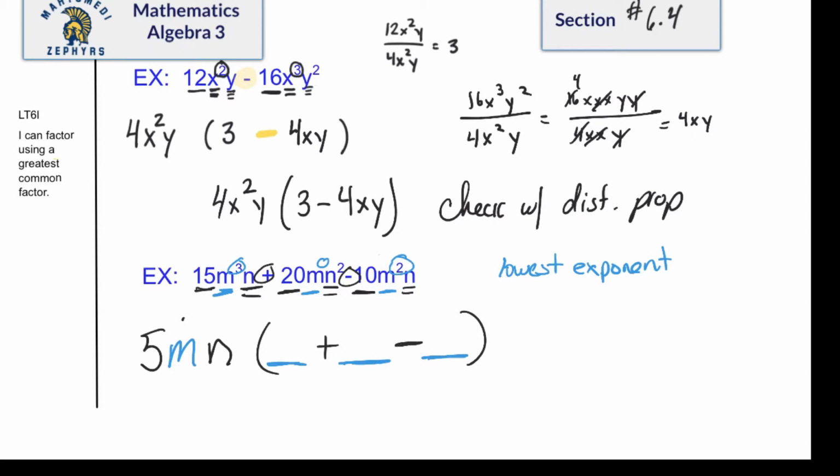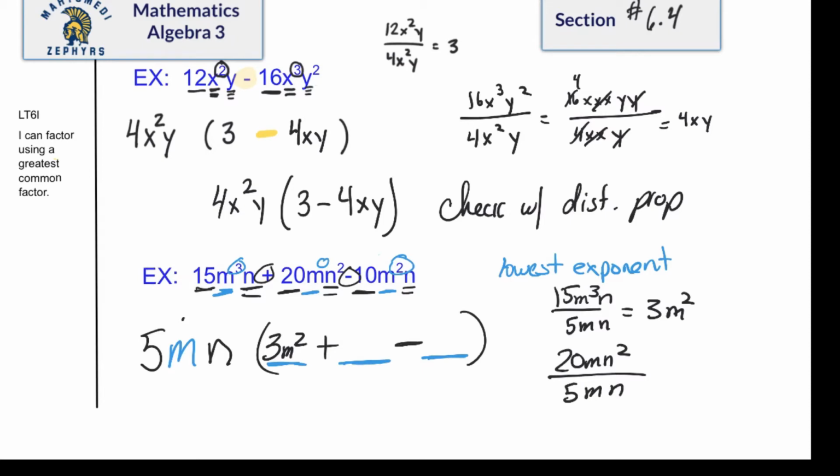Now, factoring out a greatest common factor is like dividing, so I'm going to take the 15m cubed n and divide it by 5mn. We're going to have 3m squared left over. Now we take the 20mn squared and divide that by 5mn. We have a 4 and an n left if we divide out our terms. Finally, we are going to take the 10m squared n and divide that by our 5mn. That's a 2 and that's an m.